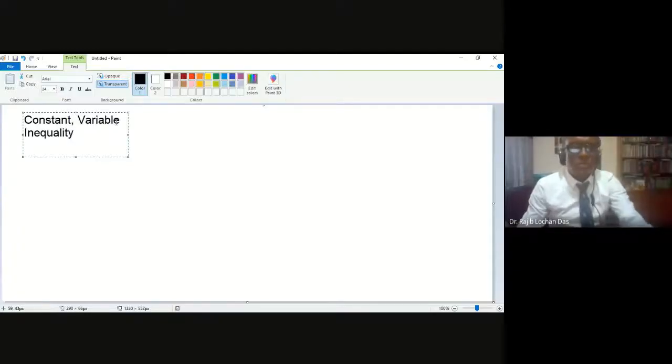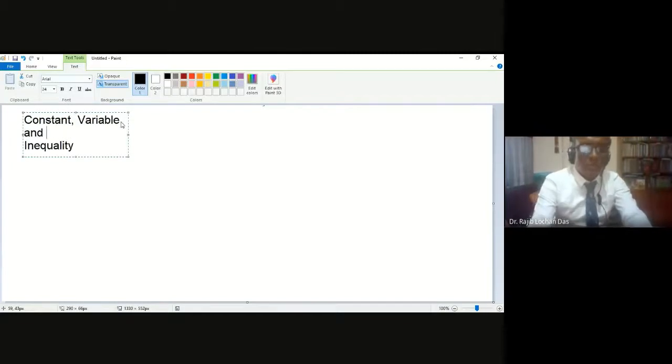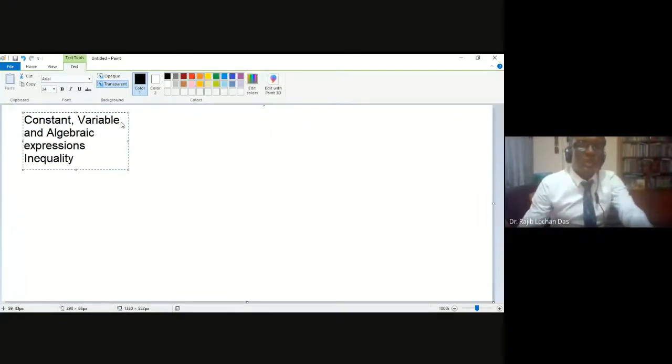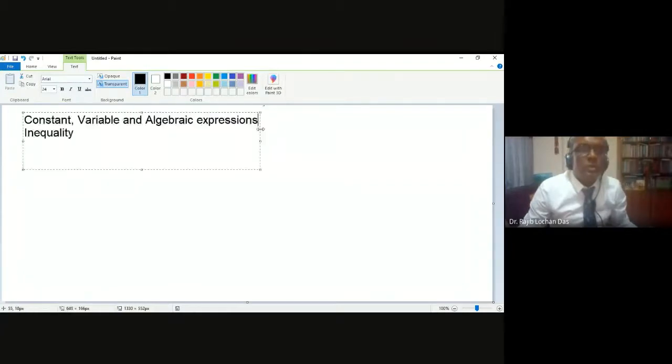So constant, variable, and algebraic expressions. Okay, algebraic expressions, and then I will talk about inequality. So what is constant, what is variable, what are algebraic expressions, we need to understand. Then we will talk about inequality, and that is the last topic of the first term syllabus.